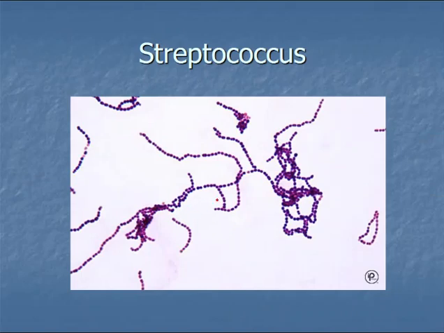And then this is streptococcus. So in chains, this is a little bit stronger magnification, so you can see those a little bit better. But the spheres are in chains. So strep for chains, and coccus for the spheres, so streptococcus.